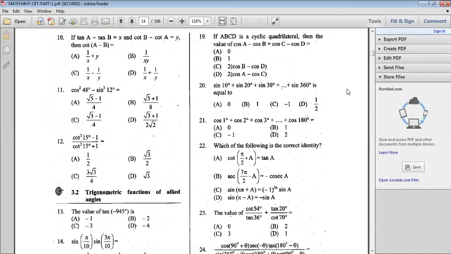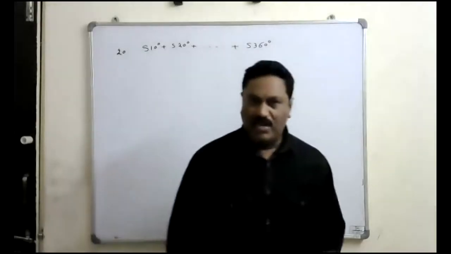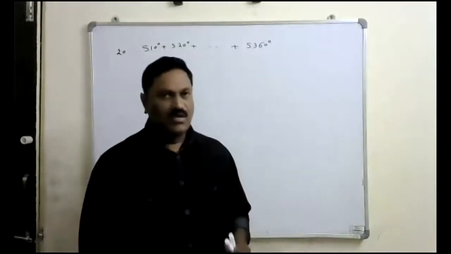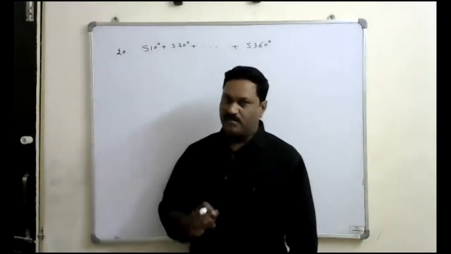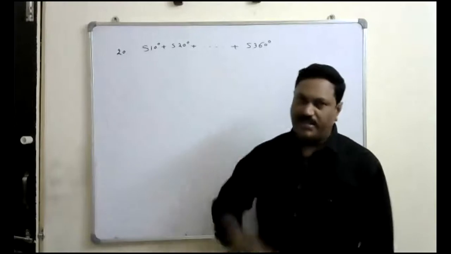Let's look at problem number 20. It is sine 10 degree plus sine 20 degree plus and so on plus sine 360 degree. We have to find the value of this. To find its value, observe that all these angles are multiples of 10, up to 360 degree.